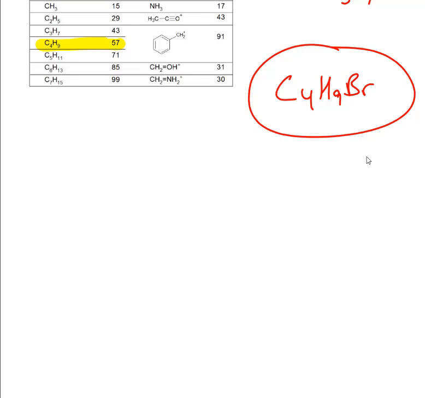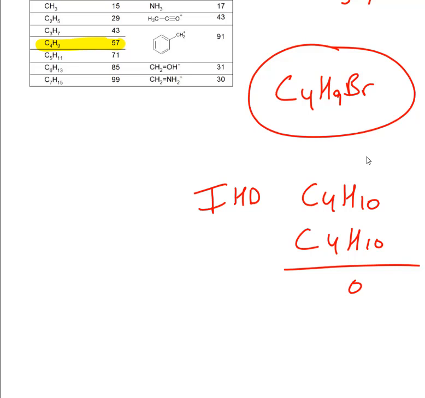If we do IHD, C4, it should be H10. We have C4, H9 plus Br is 10. So it's 0. This is not anything but an alkane that has a halogen on it.